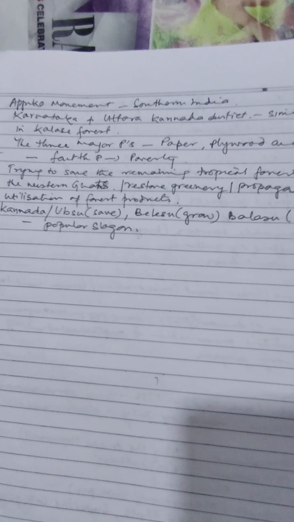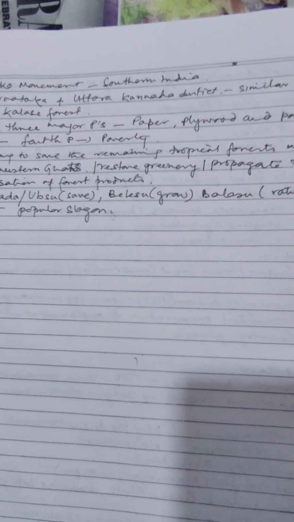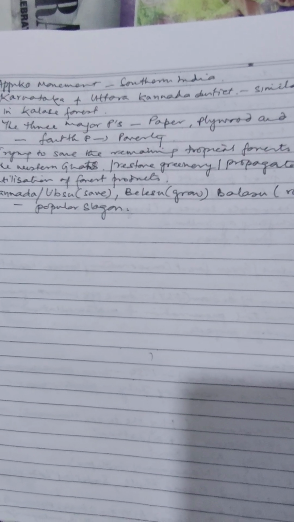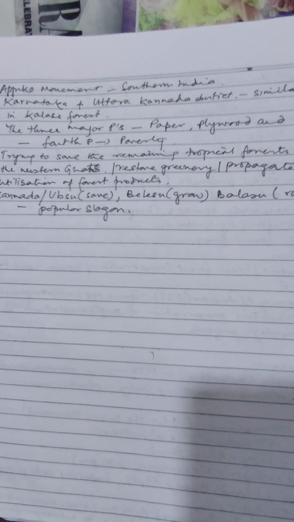So save is Ubsu, grow is Belesu, and rational use is Balasu. Forest products, and reduce the pressure on the forest resources. All this has to be done so that the forest can be left. A lot of trees were taken off because of paper, plywood, and power, because that is how people were cutting out the trees. This was intended to be development, but it resulted in the fourth P, which is poverty, because later on poverty is happening. So this is how I have tried to cover the whole thing.